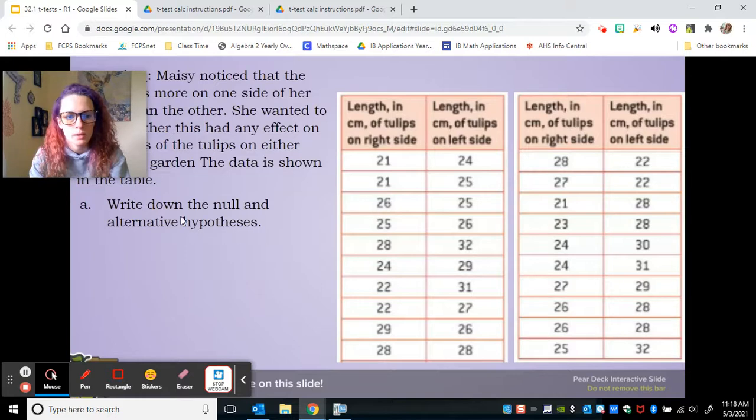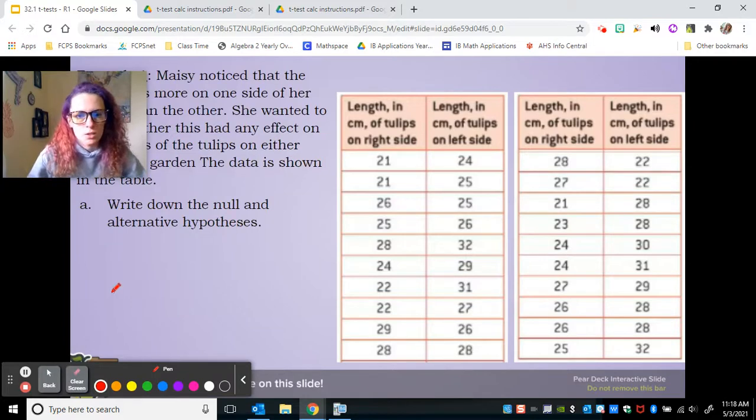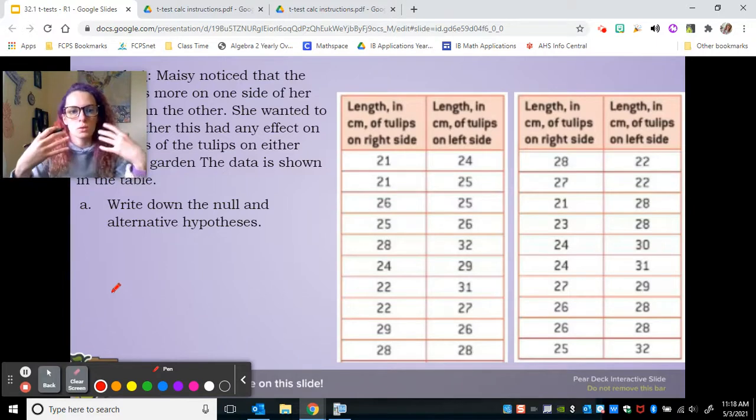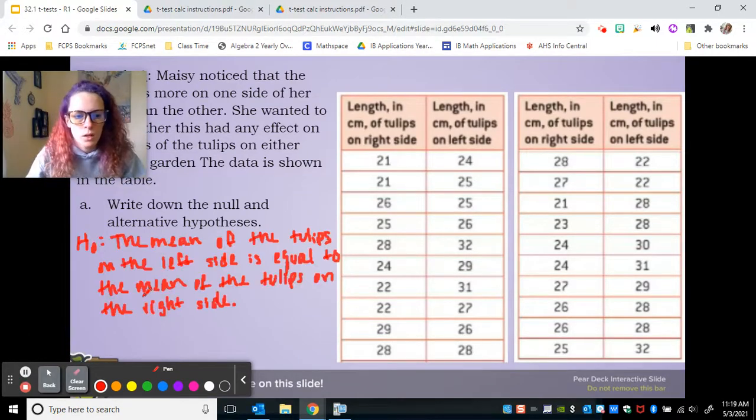And in part A, we're asked to write down the null and alternative hypotheses. So again, my null hypothesis is always just that the two means of my data sets are equal to each other, but you always want to tie that back to the actual problem. You don't want to just say mean 1 equals mean 2. Provide some detail from the actual problem. So for example, my null hypothesis is that the mean of the tulips on the left side is equal to the mean of the tulips on the right side.